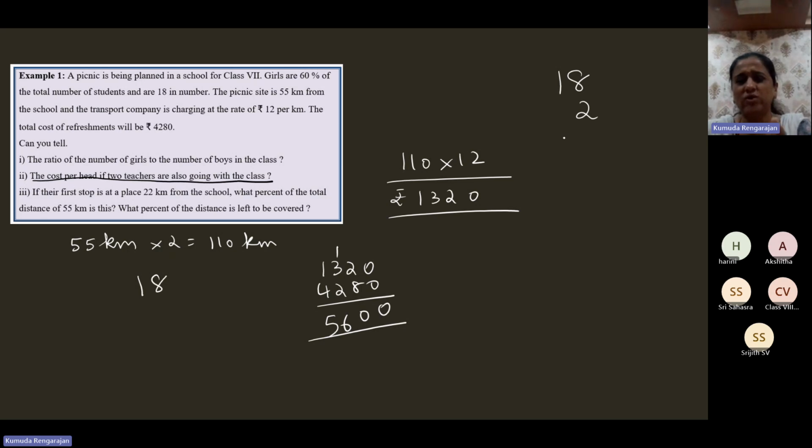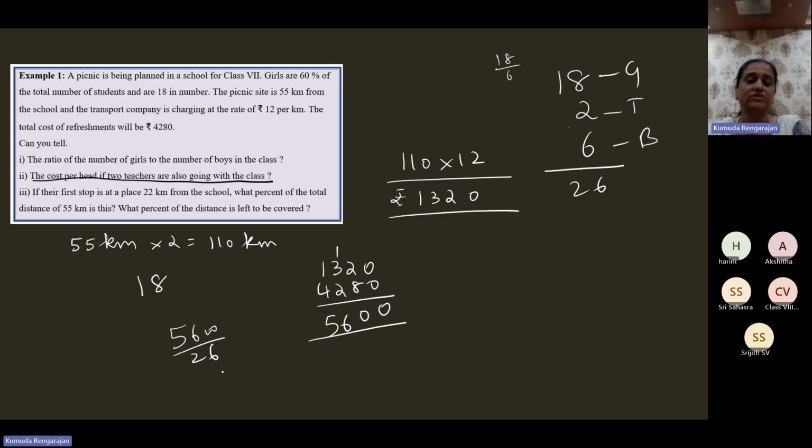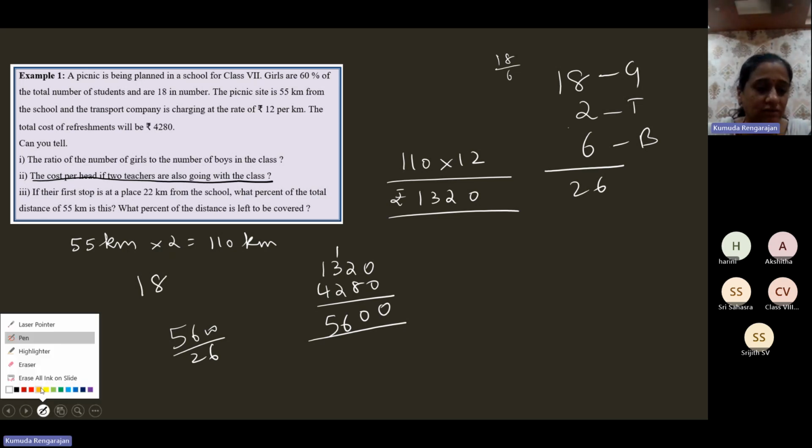Okay, now I'll just say, for example, I'll just assume that it's 6. So what's the total? This is girls, teachers, boys. So 26. So the total cost 5,600 divided by 26 will be the cost per head. Okay, let me work till here.